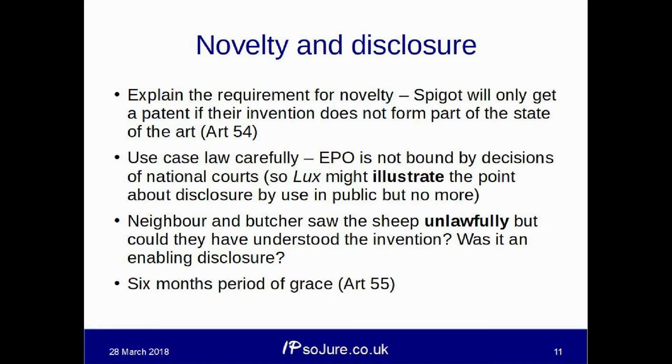You've got issues about the fact that the neighbour who stole the sheep in the first place was acting unlawfully. Would what they did with the sheep have enabled them to find out anything about the invention? I think the answer to that's a pretty clear no, but what the examiner's interested in is not clear yeses and nos necessarily. It's a demonstration that you understand the legal principles. And was any disclosure an enabling disclosure? The sheep might have been taken from the farm, but does that mean that the invention has become known to the public?